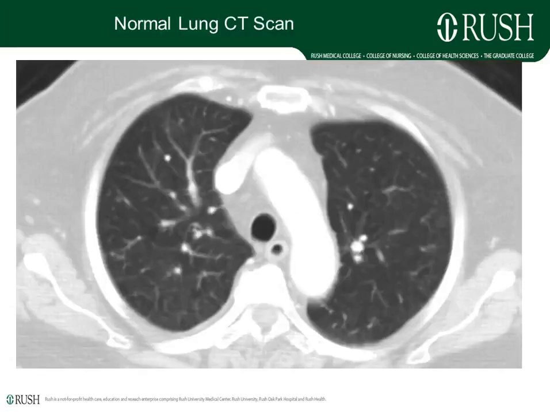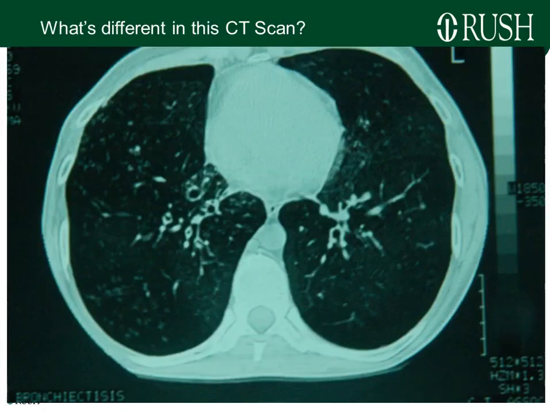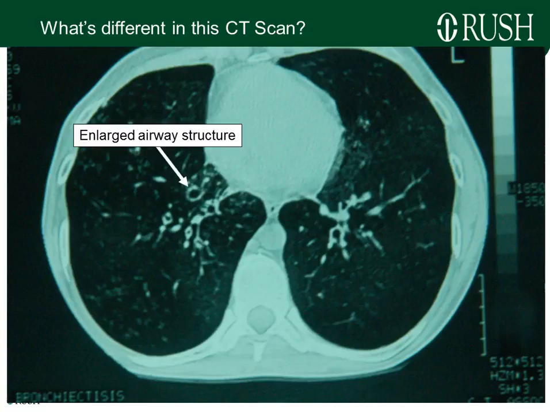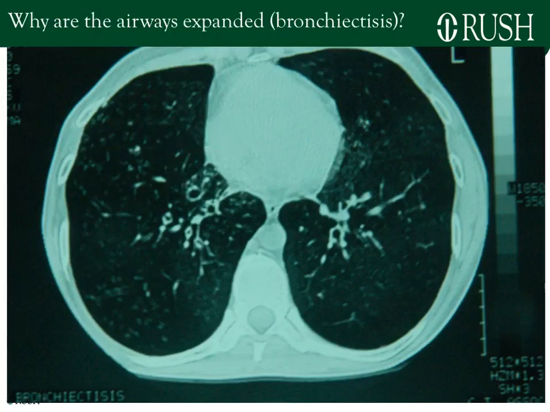So here's a normal lung CT scan. What about this one? Well, in this CT scan, you can see some enlarged airway structures, several of them actually. Why are they expanded? That's called bronchiectasis, by the way.